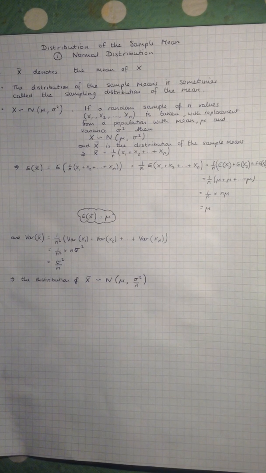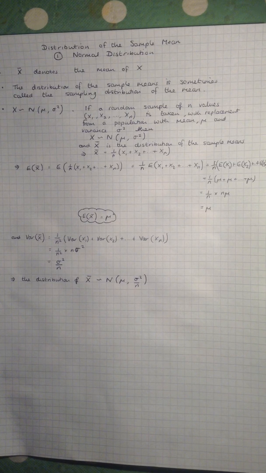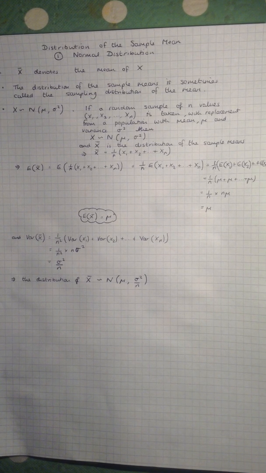Distribution of the sample mean. First of all, looking at if the underlying population is normally distributed. So we use x bar to denote the mean of x, and also the distribution of the sample mean is sometimes called the sampling distribution of the mean. They both mean the same thing.